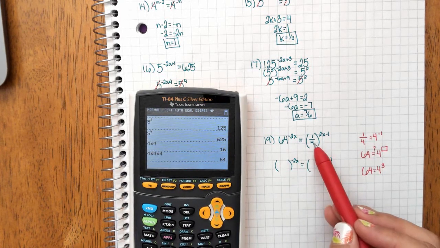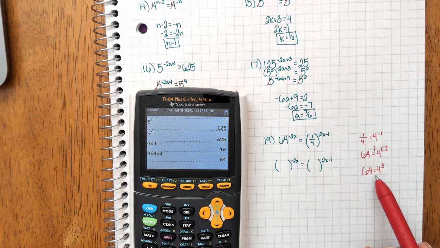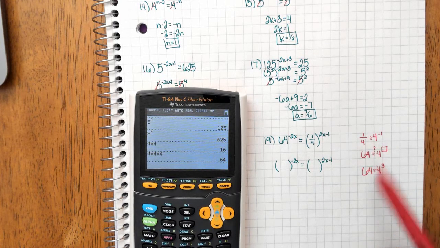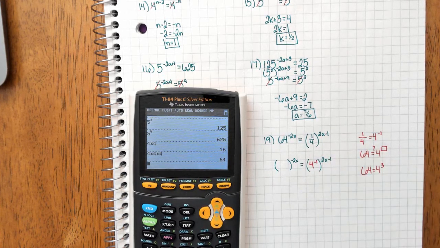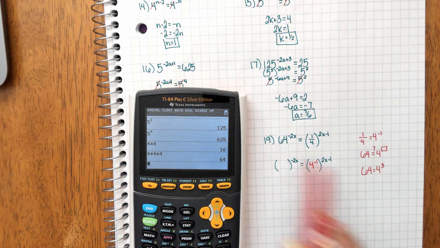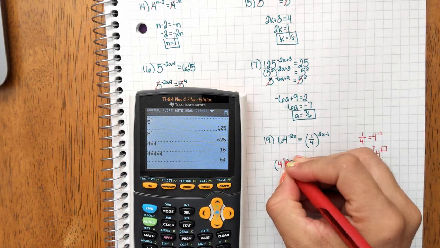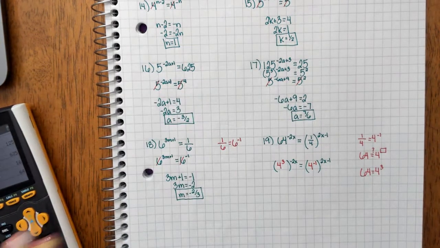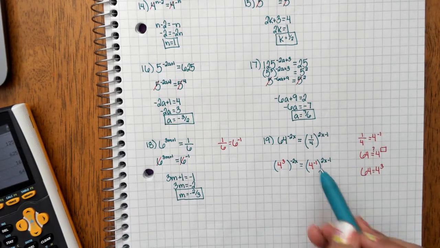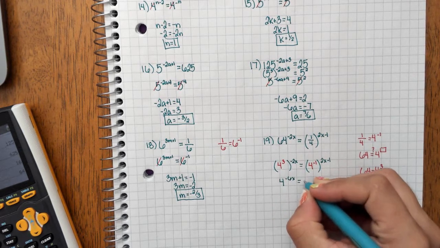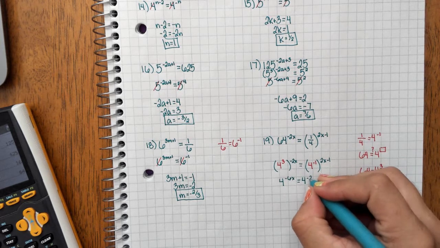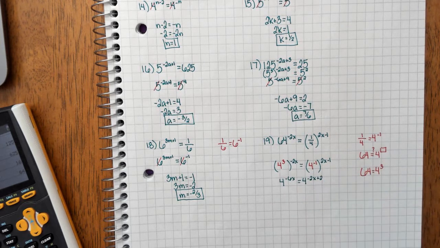So 64 and 1/4 I can rewrite with a base of 4. If I wanted to, I could also rewrite them as a base of 2. You just have larger numbers. So I wanted to go the easier route, I felt. So 1/4 in this parentheses on the right is 4 to the negative 1. And over here, this 64 on the left is 4 to the 3rd. Multiply my exponents. 4 to the power of negative 6x equals 4 to the power of negative 2x plus 2.